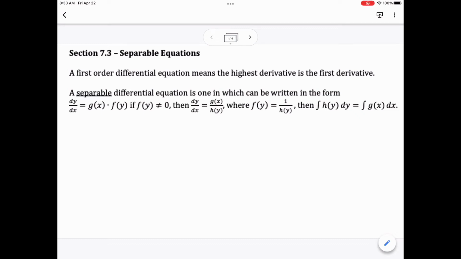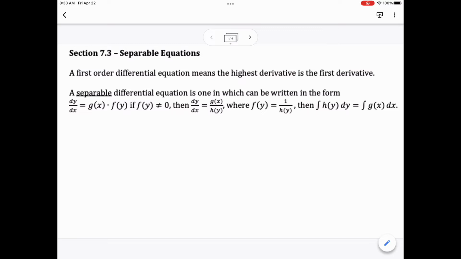Today's lesson is over section 7.3, which is talking about separable equations. Here, we're mainly going to be focusing on first order differential equations for this section, and that just means the highest derivative is the first derivative. So a separable differential equation is one that you can rewrite into a different form, which kind of sets us up to being a fraction or a proportion.